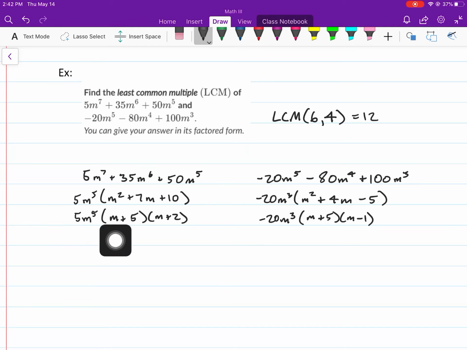So what do they have in common already? They've got the m plus 5, they both have the m plus 5. So we have to have that. That's something that's in common. We don't have to include it twice. We're just going to include it the once. So m plus 5. And then from there, we have a 5, and then we have a 20. The 20 already includes the 5.